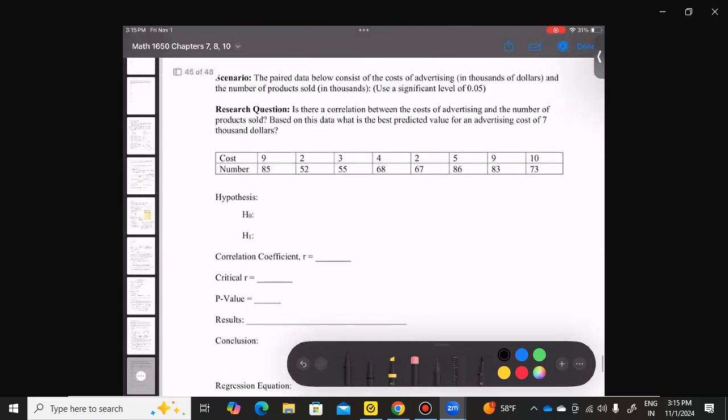Let's look at another scenario. We have the cost of advertising in thousands of dollars and the number of products sold. We want to see if there's a correlation between them, and then based on an advertising cost of $7,000, how many products should we expect? Both are in thousands, but since they're in the same units, we're just using the whole numbers to run the data.